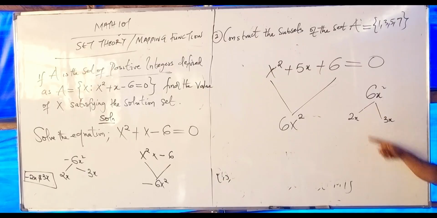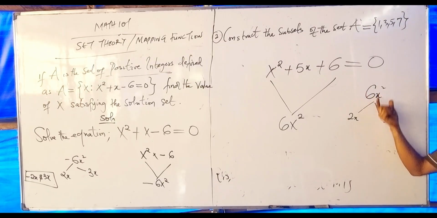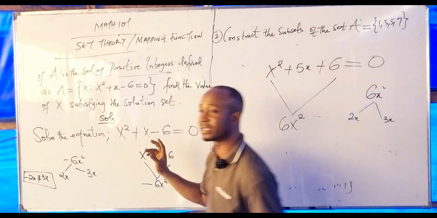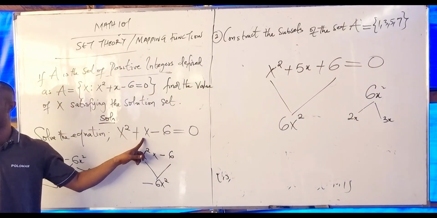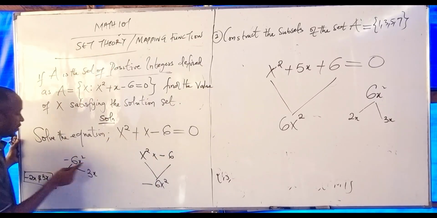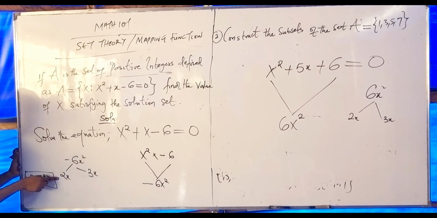2x and what? 3x. 2x times 3x is what? 6x squared. 2x plus 3x is what? 5x. Likewise this. But in this case, we now have what here? Just plus x. But still, if you multiply the first term and the last term, what do you have? 6x squared.